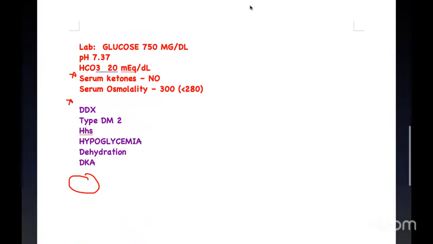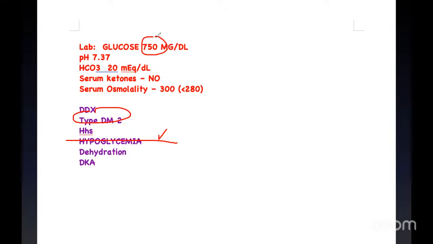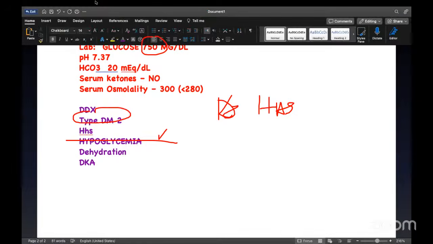Of course, he's dehydrated, but what is causing the dehydration? There has to be something, right? We already know the patient has type 2 diabetes, and the patient does not have hypoglycemia. The glucose is like 750, right? So this is the key aspect that lets you figure out what is going on with this patient. So how would I know that this is HHS? That is the key. What are the things you're looking for?